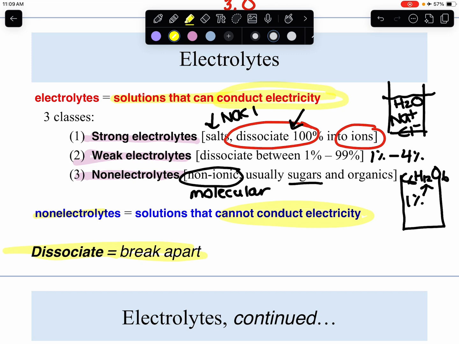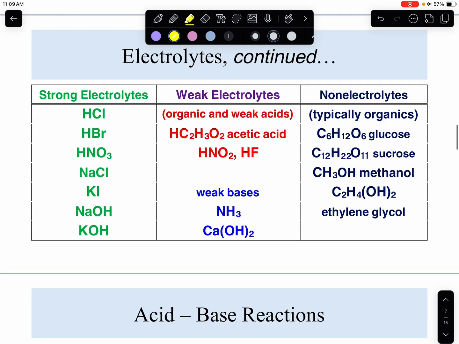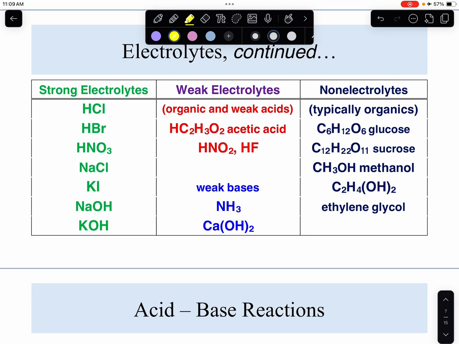Okay, and you have to know strong breaks apart 100%, weak breaks apart very little, and non breaks apart not at all. So I'm not going to have you classify them. I'm just going to have you understand those terms and what they mean. So again, here is a really comprehensive list. Strong electrolytes, we said, are ionic.